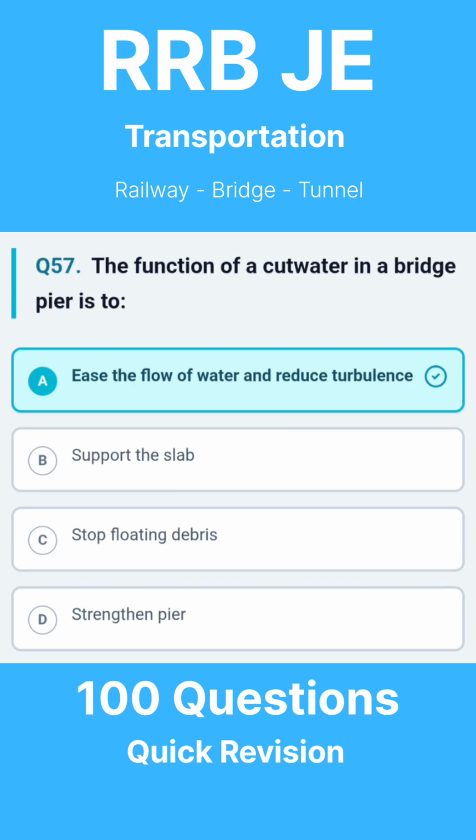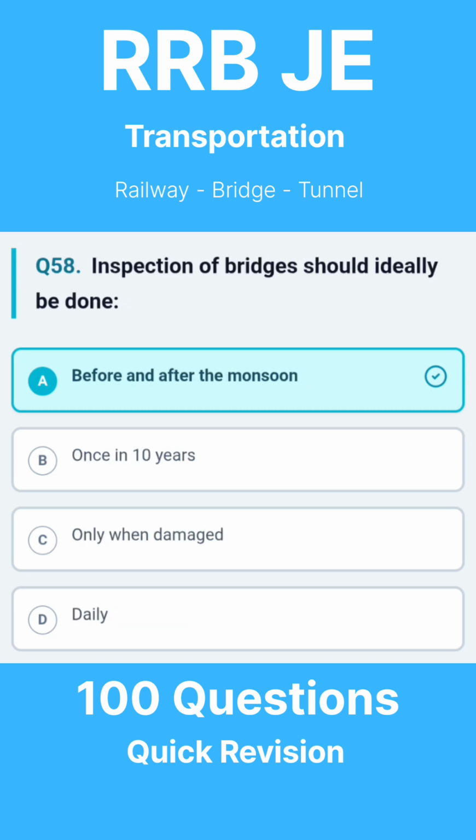Question 57. The function of a cutwater in a bridge pier is to? The correct answer is ease the flow of water and reduce turbulence. Question 58. Inspection of bridges should ideally be done? The correct answer is before and after the monsoon.